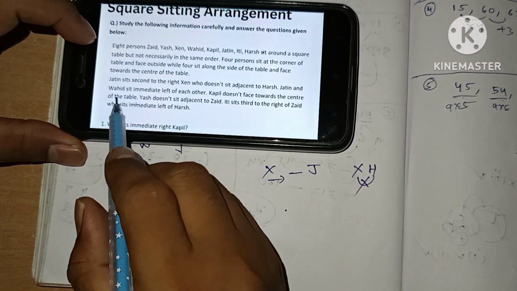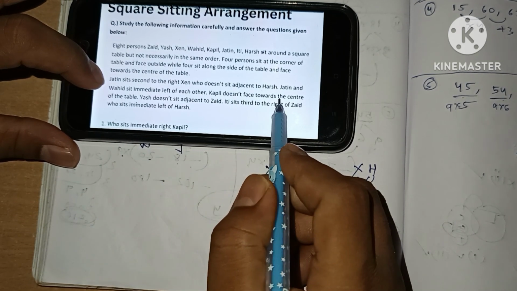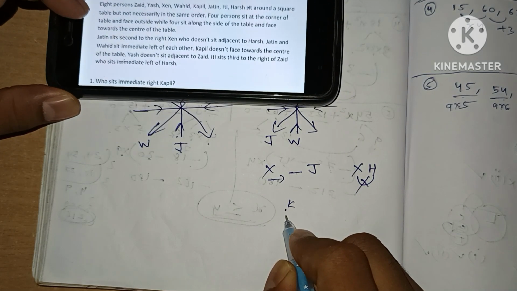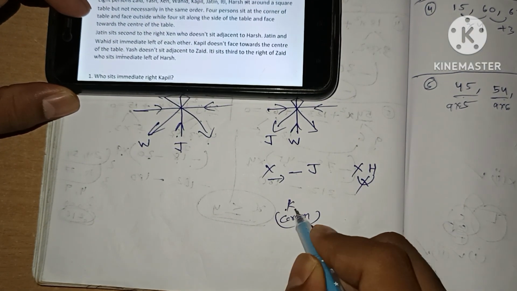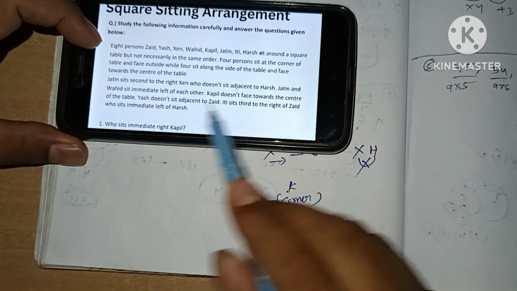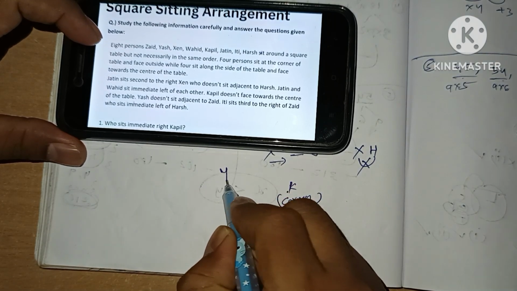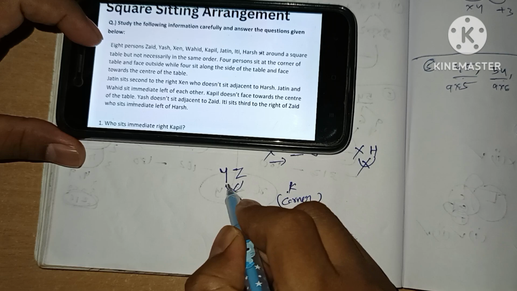Next one. Kapil does not face towards the center. So Kapil faces outside, which means Kapil sits in the corner. Okay. Next one is Yash does not sit adjacent to Jayid. So Y and Z do not sit adjacent.